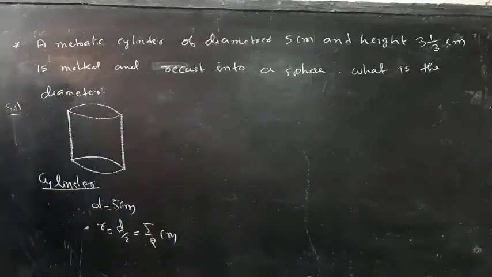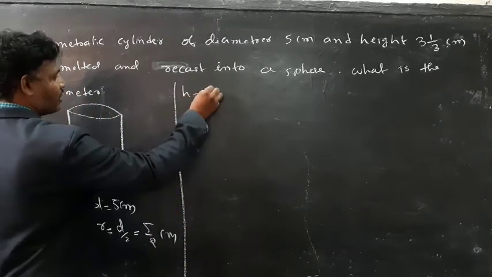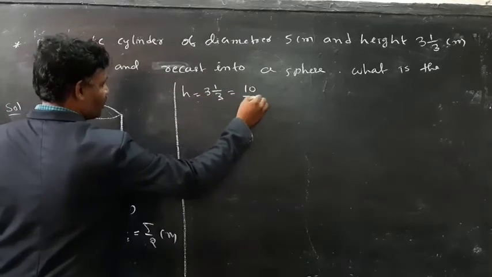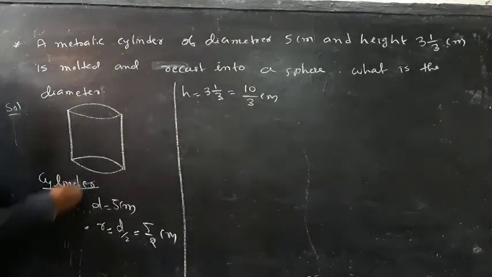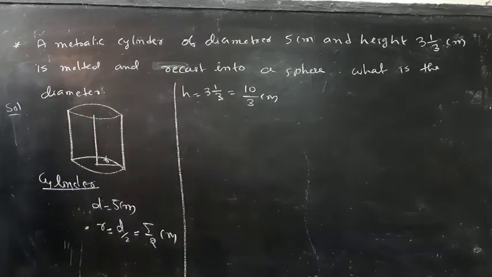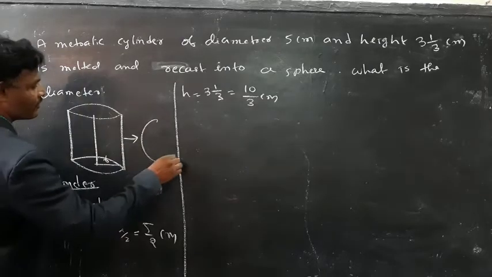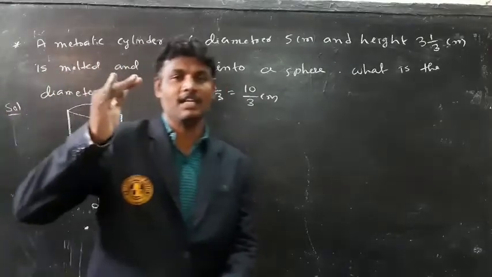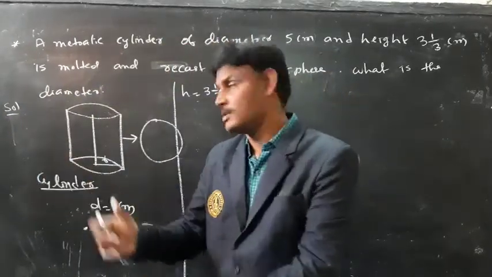And height. What is the height here? Height h is equal to 3 1/3. 3 threes are 9, 9 plus 1 is 10, so 10/3 centimeters. Height of that cylinder is equal to 10 by 3 centimeters. It is melted and recast into a sphere. He took one cylinder like this, he melted and recast into a sphere.